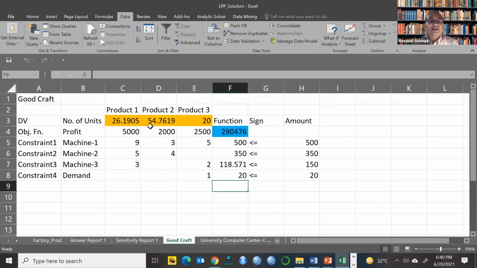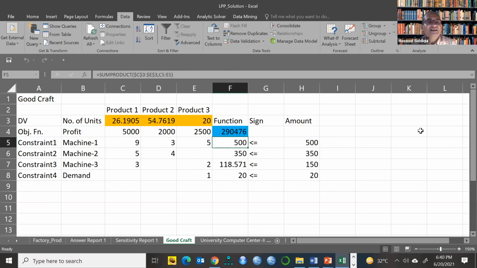You can check the recommended optimum solution is, since we are allowing non-integer decision variables as per the assumption, it has recommended that 26.19 units of product 1 are to be produced, 54.76 units of product 2 are being produced, and 20 units of product 3 are being produced. And by this optimum production policy, the maximum profit possible is 2,90,476. This is the maximum possible profit.